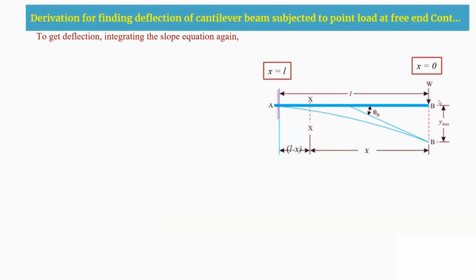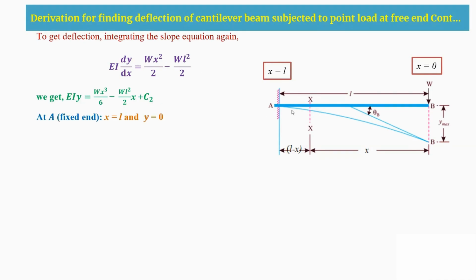Again, to get the deflection at this portion, I'm going to integrate the slope equation. So this is the slope equation we got. Once again, we are going to integrate it. If you integrate this dy by dx, we are going to get y. So EI into y will be equal to Wx cube by 6 minus WL square by 2 into x plus C2. So C2 is another constant.